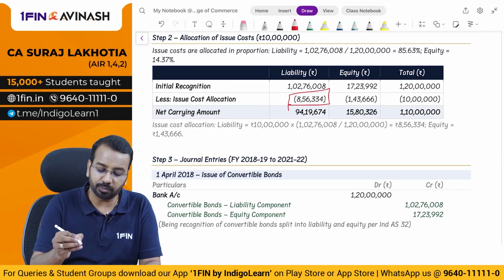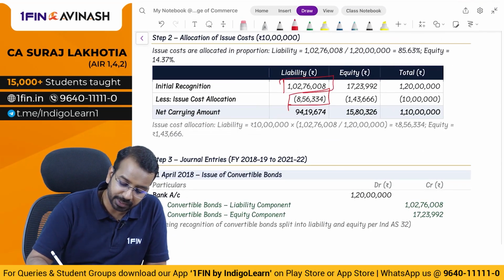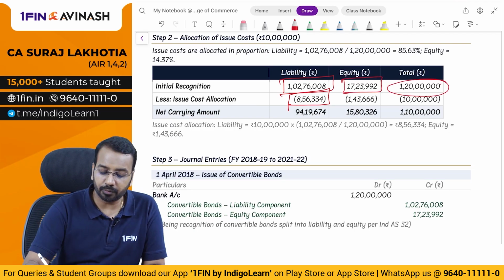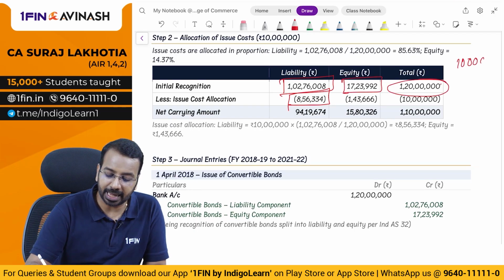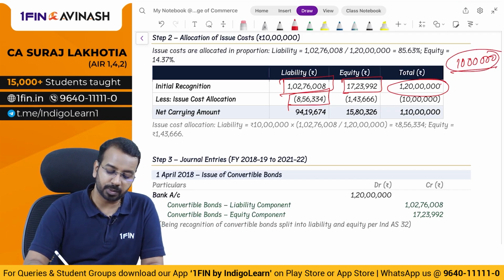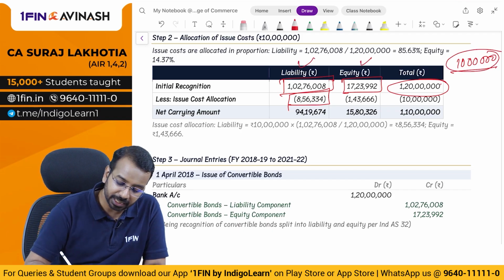856,334. How did we get that? Once again, 10276 plus 1723 is 1 crore 20 lakhs. On 1 crore 20 lakhs, we have incurred 10 lakhs of transaction cost. This 10 lakhs of transaction cost should be split between liability and equity in the ratio of 102 and 172.